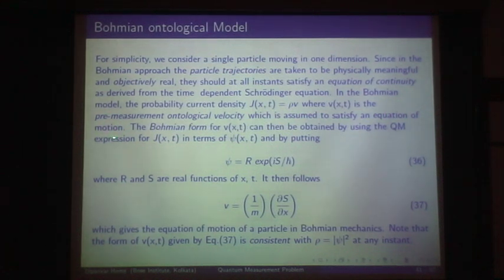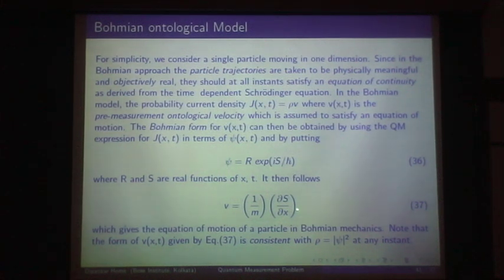So the equation of continuity here has an ontological content, whereas in quantum mechanics, the equation of continuity is just a flow of probability at an epistemological level. So if you write psi simply in this form, it can be deduced from the equation of continuity that the Bohmian velocity, that is the pre-measured velocity V, is given by this equation.